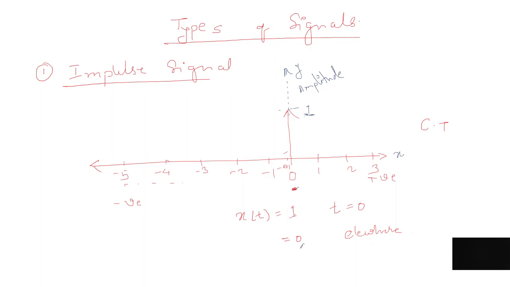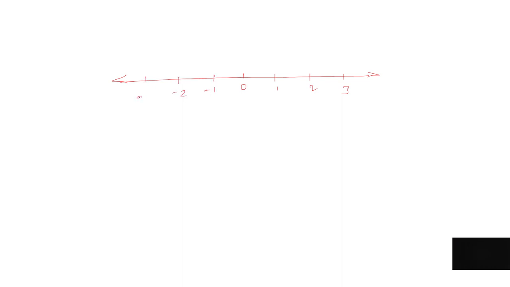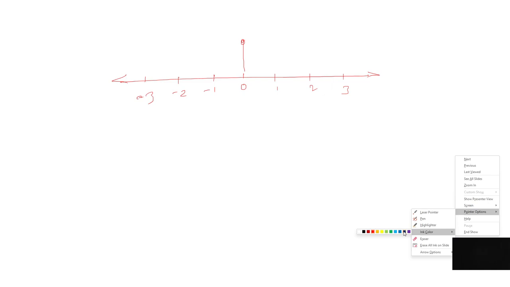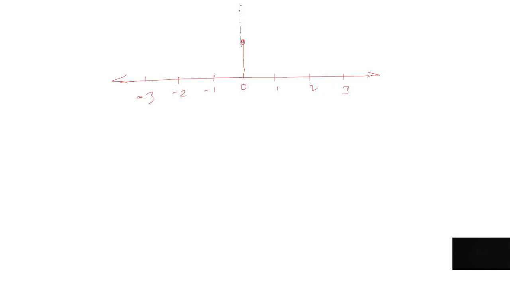As you can see, this is in continuous time. If I have to represent this in discrete time, how can I represent it? Very simple: this will be 0, 1, 2, 3, minus 1, minus 2, minus 3. And this is the impulse. This is amplitude or the y-axis, and this is the x-axis. And this is in discrete time.